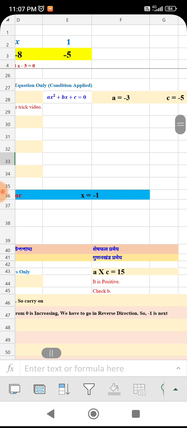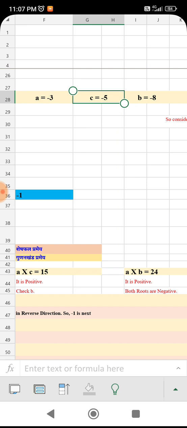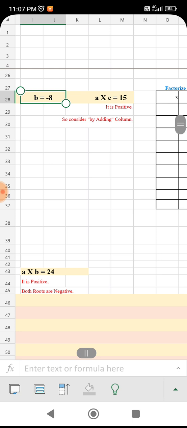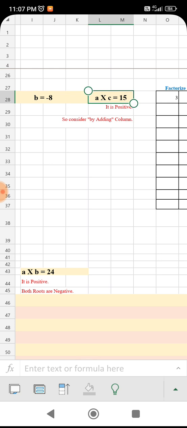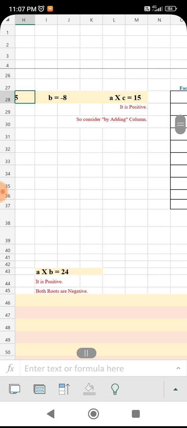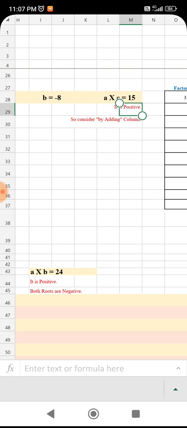First, we have to compare with this, and these are the coefficients we have to write: a, c and b. We have to write these first, and thereafter we have to calculate a into c. So multiply these two. What is the value? Plus 15. So that means it is a positive number. If it is a positive number, then we have to consider by adding.